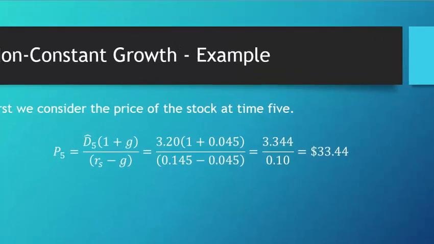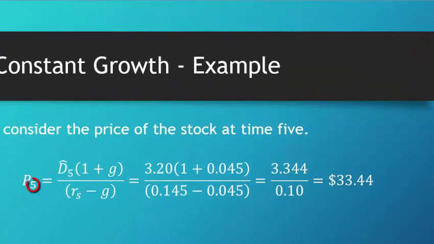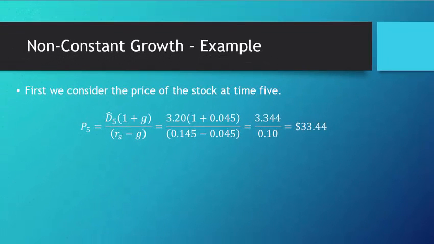So I use the Gordon growth model. But instead of saying P of 0, we're going to say P of 5. Instead of saying D sub 0, we're going to say D hat sub 5. And we're going to plug in the expected dividend at time 5, and then everything else is pretty much the same as what we did before, and we get $33.44.